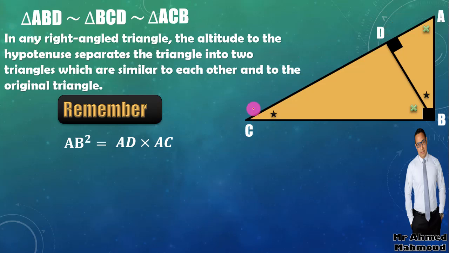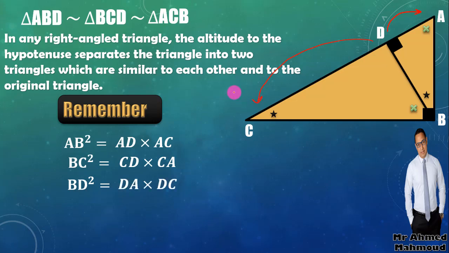And BC power of 2 equals CD times CA. Again, BC power of 2 equals CD times CA. And BD power of 2 equals DA times DC. Again, equals DA times DC.